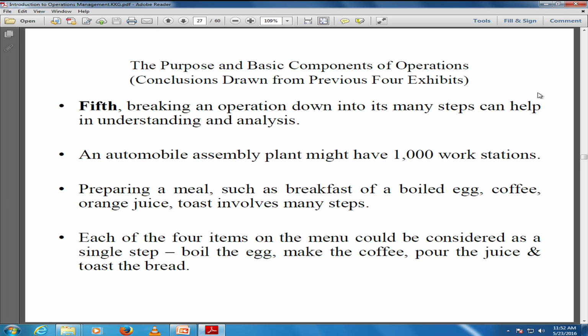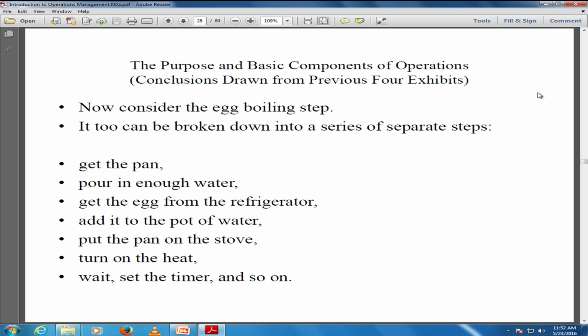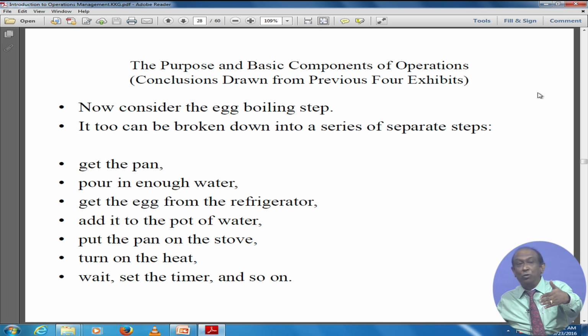But again, consider the egg boiling step. That can be broken down into a series of separate steps. For example, get the pan, pour in enough water, get the egg from the refrigerator, add it to that pan of water, put the pan on the stove, turn on the heat, set the timer and so on. This is what is done in method study.